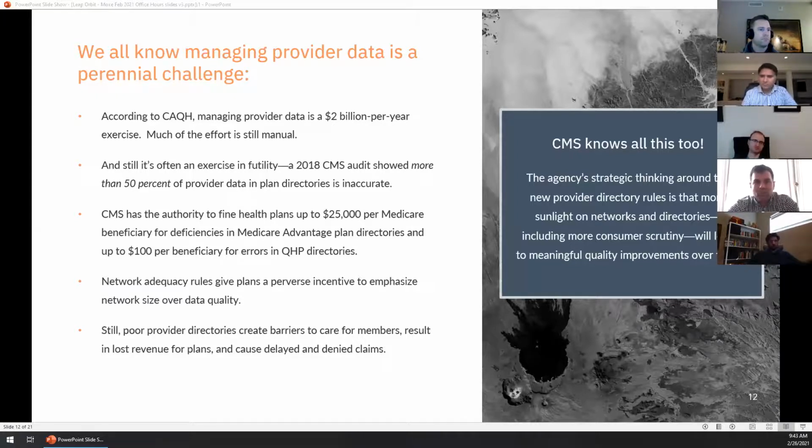Let's put all of these networks out there for public display. Let's let the technology industry figure out what they want to do with this information, and let's expose it in all of its glory to members and to the rest of the market to try to put some pressure on plans to clean it up and find new ways to manage it. So that's really the strategic thinking here.